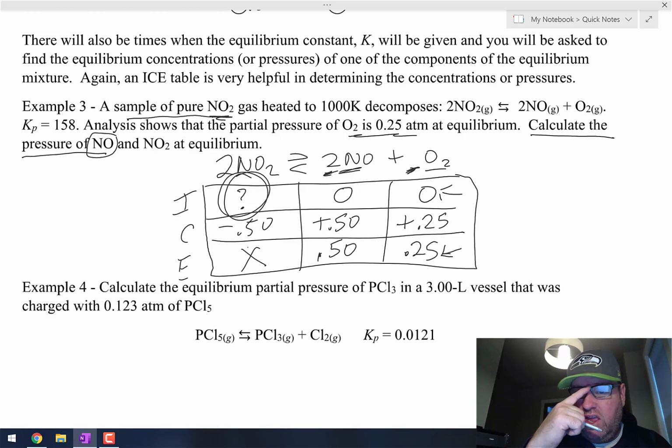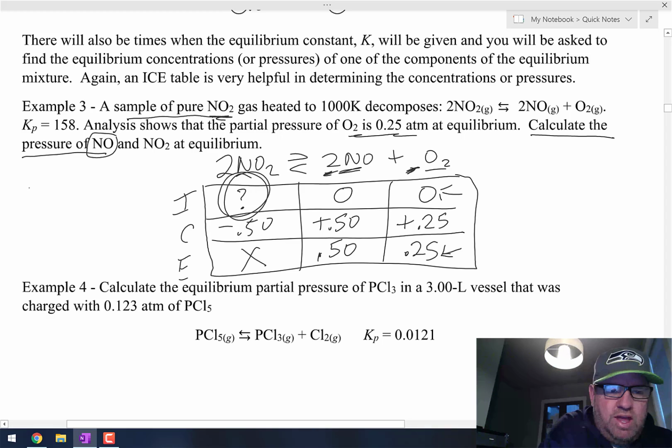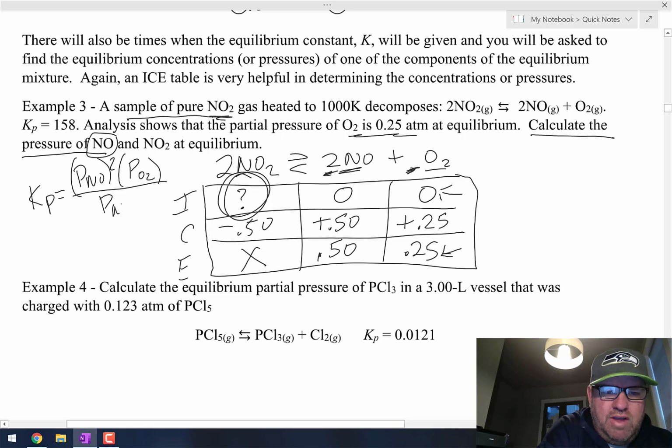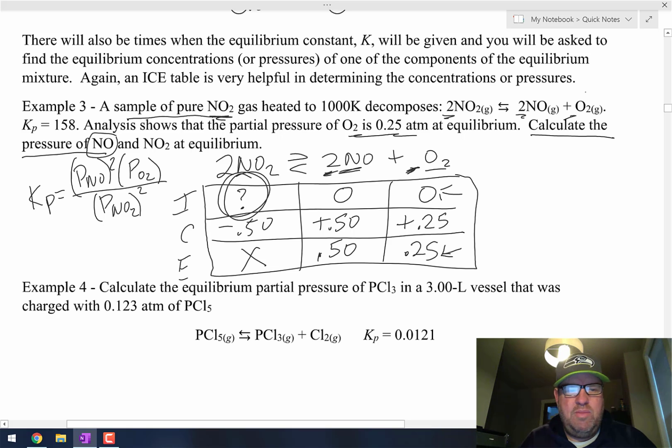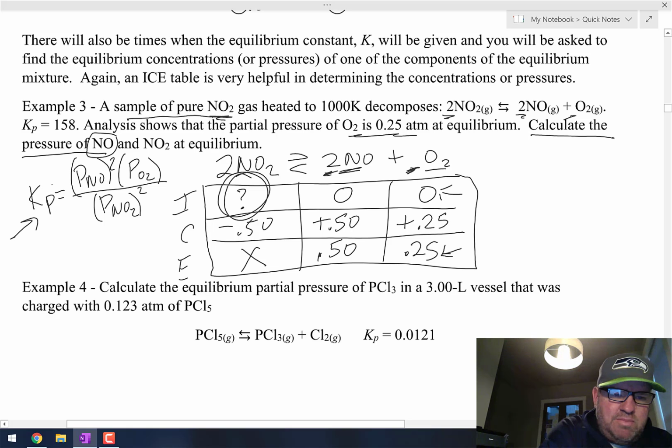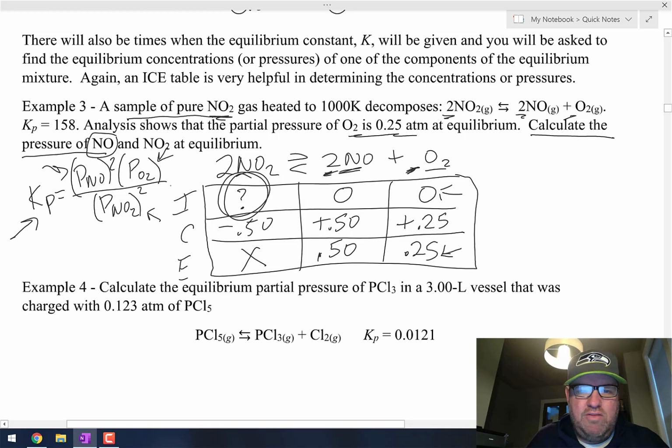So we know that our equilibrium equation is going to equal Kp equals the pressure of NO squared times the pressure of O2 over the pressure of NO2, also squared. And again, I just did that using the coefficients from that balanced equation. So we have this number, we have this number, and we have this number. The only number we're missing is the pressure of NO2. So let's solve for the pressure of NO2. I'm going to move over here to the right.